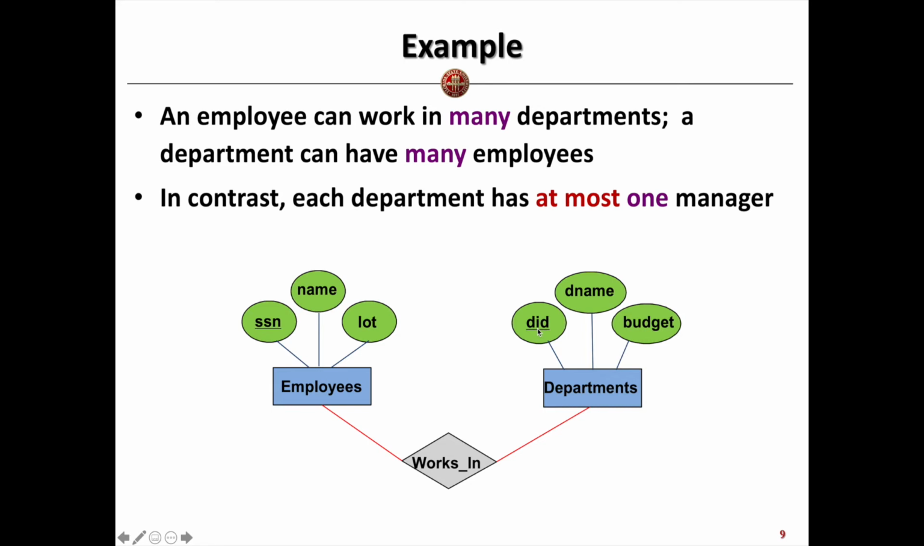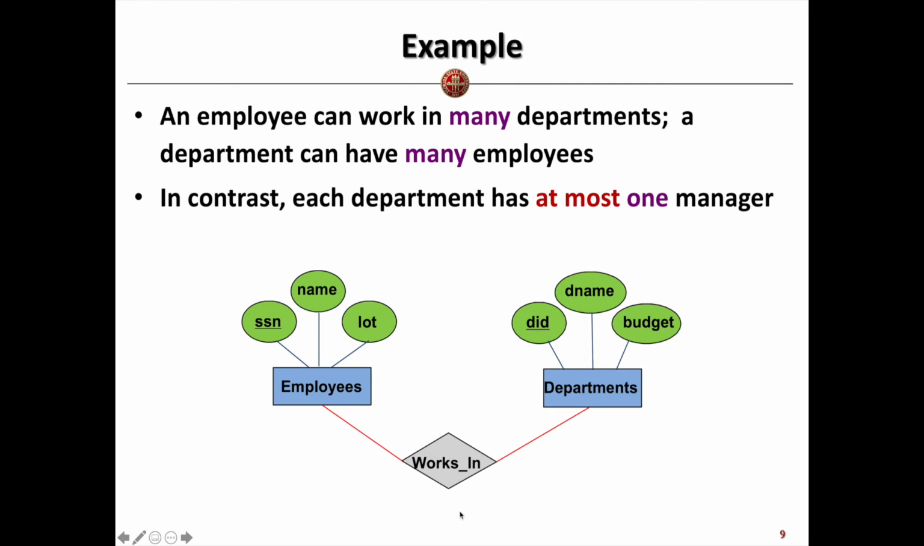So between the employees and the departments, we have a regular relationship. It's called works in. It denotes that this employee works in the department. If so, then we can draw a diamond, works in, as shown here, and we can connect this diamond with the entities as shown here, right, with some lines.